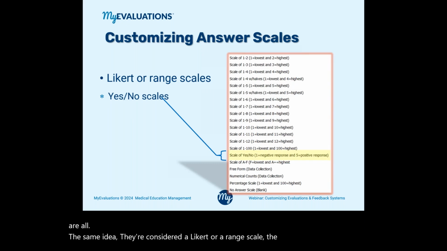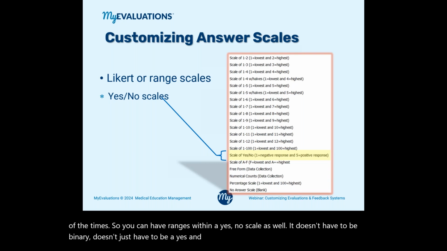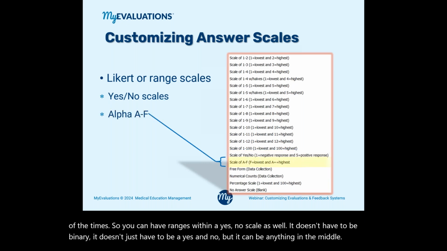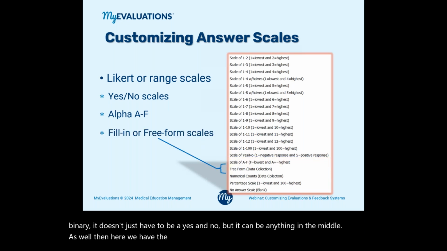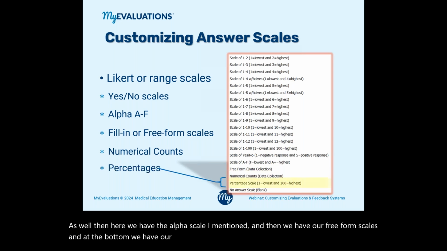The next option are yes-no scales. And yes-no scales can be yes all of the time, no none of the times. It could have something in the middle. Yes, some of the times. So you can have ranges within a yes-no scale as well. It doesn't have to be binary. It doesn't just have to be a yes and no, but it can be anything in the middle as well. Then here we have the alpha scale I mentioned, and then we have our freeform scales, and at the bottom we have our numeric scale, percentage scale.